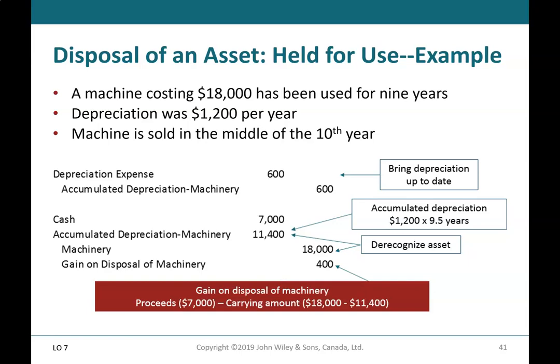Then you would debit cash for $7,000, debit accumulated depreciation machinery $11,400. So that's the accumulated depreciation total to remove it from your books. Then you're going to credit machinery for $18,000 to remove that from your books. And then you're left with a credit of $400 to balance out your journal entry. So that would be a credit, gain on disposal of machinery for $400.